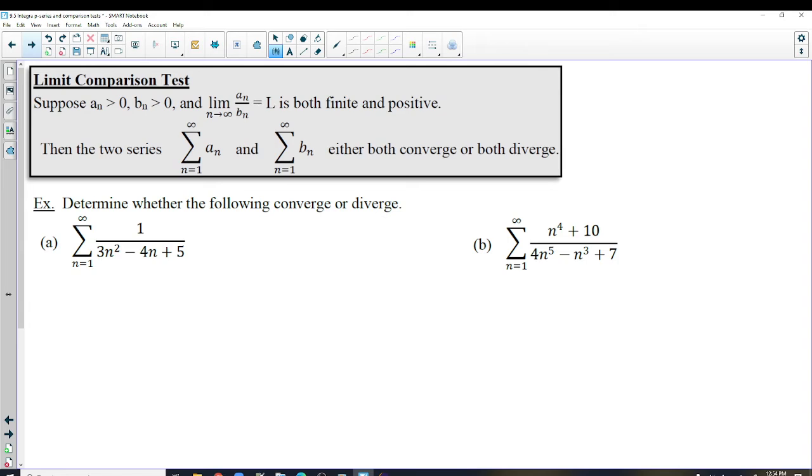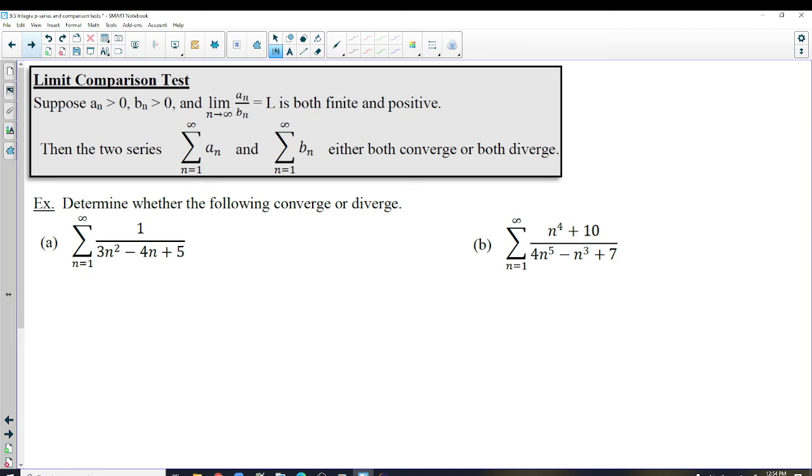Limit comparison test. Suppose a sub n is greater than 0 and b sub n is greater than 0. And the limit as n approaches infinity of a sub n divided by b sub n is a limit. And that limit is both finite and positive. Then the two series either both converge or both diverge.